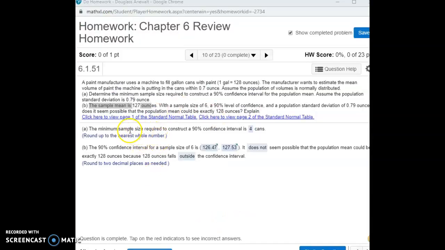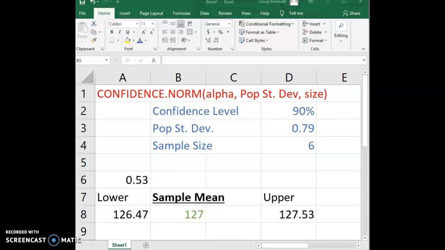So after finding the minimum sample size needed, in part B, we're told we have a sample. In this example, it's of size 6. We're told what the mean is of that sample. And we want to construct a 90% level of confidence. And we're again told what the population standard deviation is, which lets us know we can use the normal distribution. The first thing we need to do is construct a confidence interval. And here's the information given from the problem.